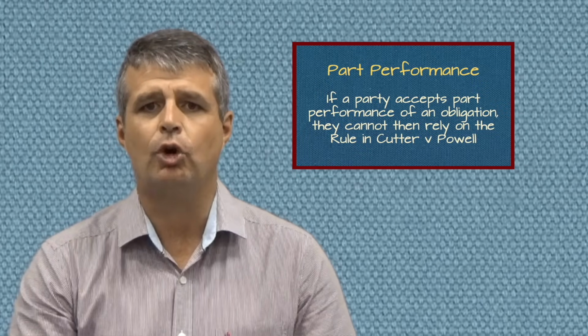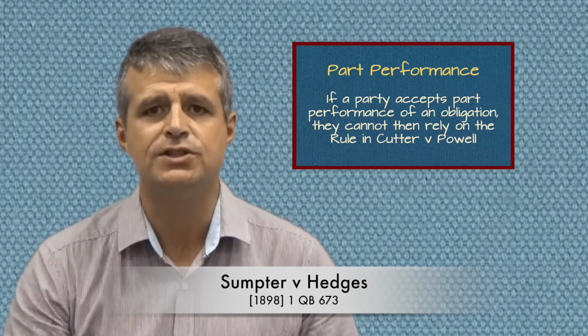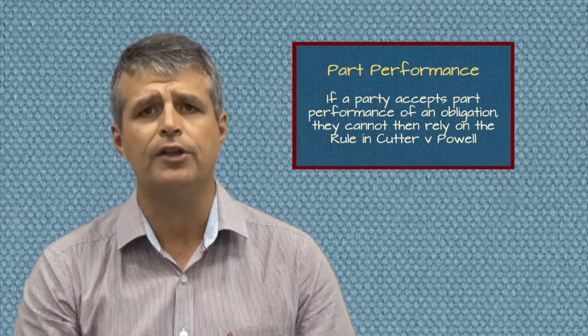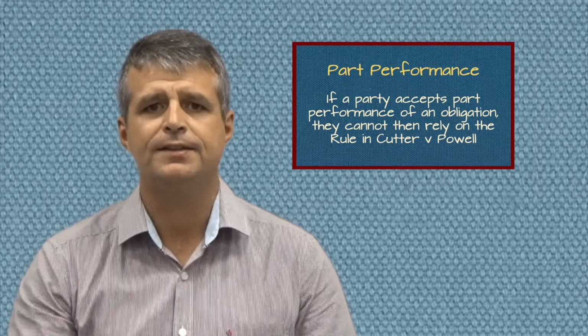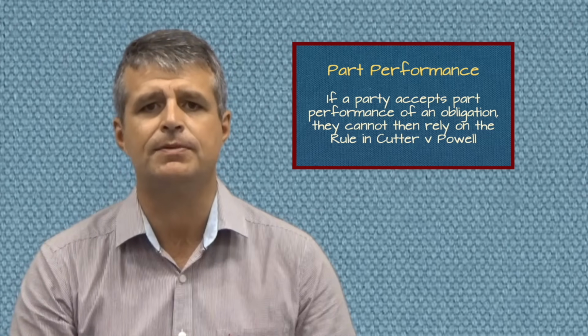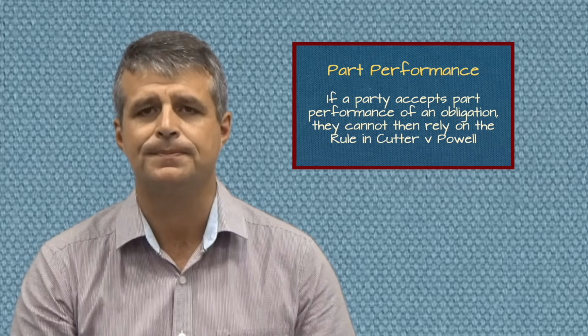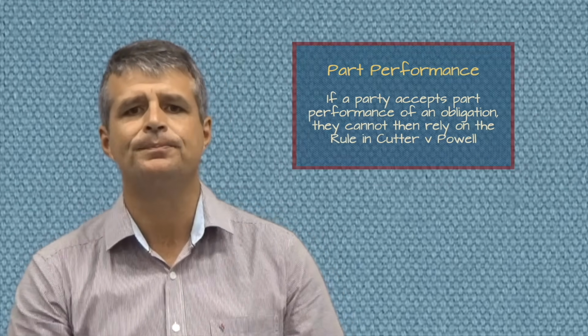A third way around the rule in Cutter and Powell is called the doctrine of part performance. Now, this is a bit different to divisibility or substantial performance because it relies upon the agreement of the innocent party. Essentially, the innocent party can accept part performance of the contract as long as they do so freely, and that'll stop them from relying on the rule in Cutter and Powell.